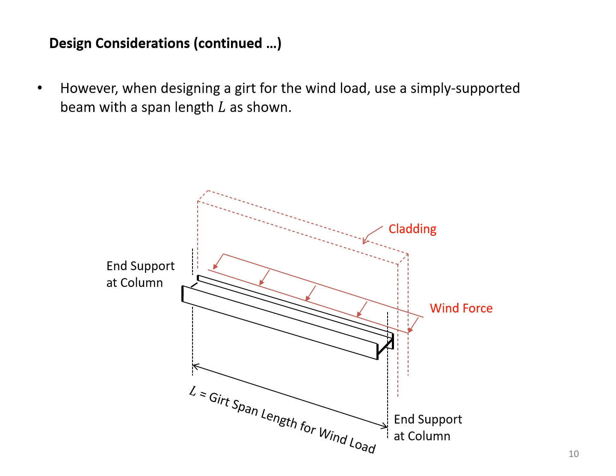Let's continue with design considerations. However, when designing a Girt for the wind load, we use a simply supported beam with a span length L. As you can see in here, the wind load is a horizontal force acting on the Girt. The Girt would act like a simply supported beam. For the load shown, it would bend like this, with support at this column and another support at this column. The length of the beam is equal to L.